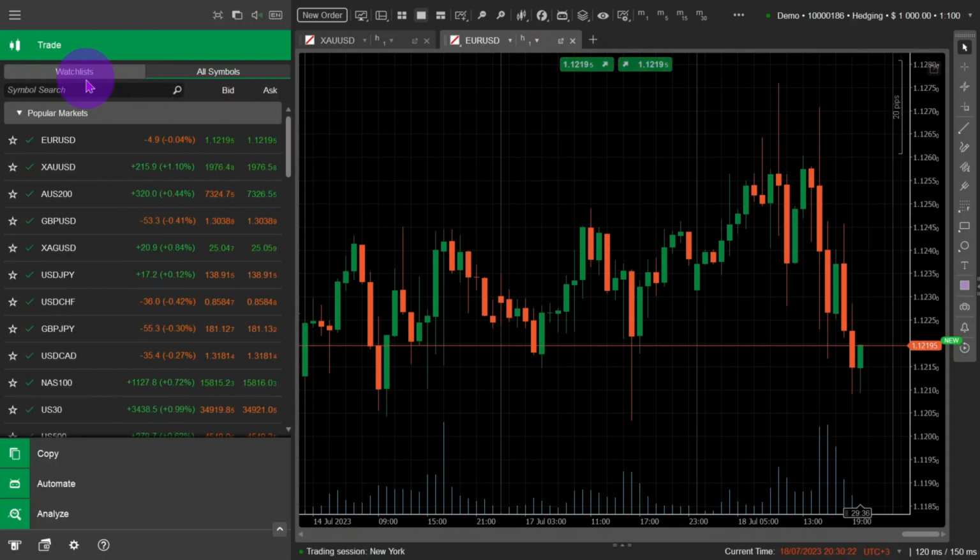To see the depth of the market, go to the watch list and select the symbol you wish to check. Right-click and select Symbol Window. Here, you'll see the depth of the market.